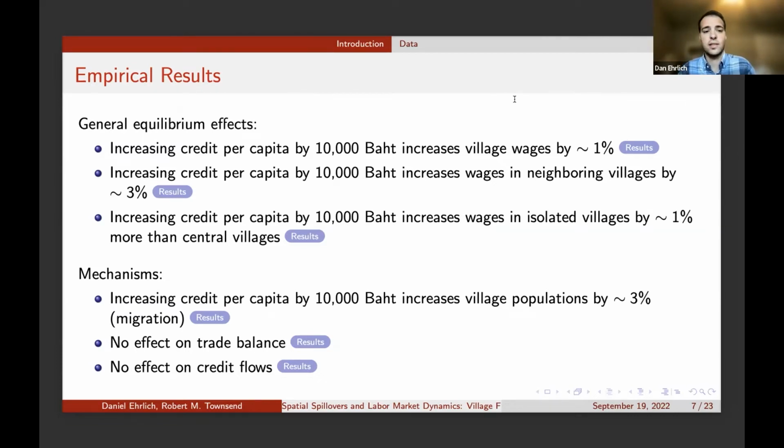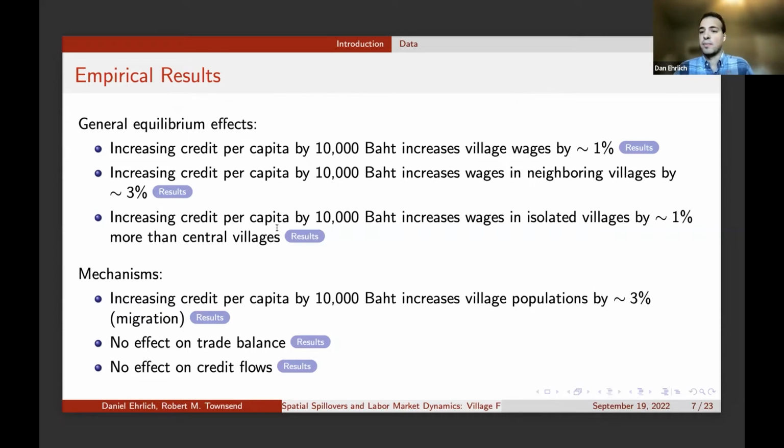What's interesting is that the coefficient of 3% is higher than the direct effect of 1%, which we attribute to the really close nature, or the very tight spatial linkages, in the geographic location of villages in Thailand. Often there may be up to 30 villages within 5 kilometers of another village. So they're very densely populated.